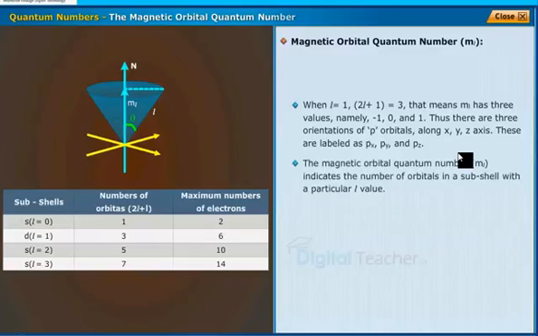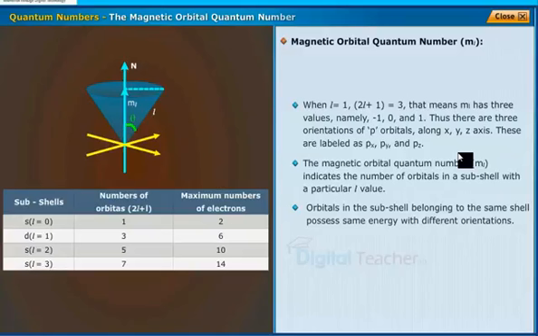The magnetic orbital quantum number ml indicates the number of orbitals in a subshell with a particular l value. Orbitals in the subshell belonging to the same shell possess the same energy with different orientations. Hence px, py and pz have the same energy, but they differ in their orientations.